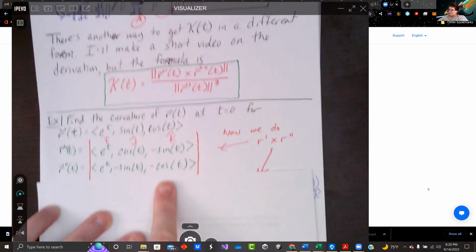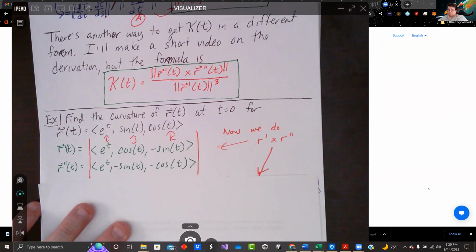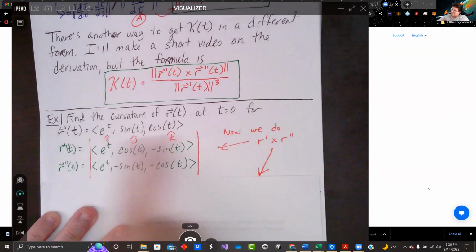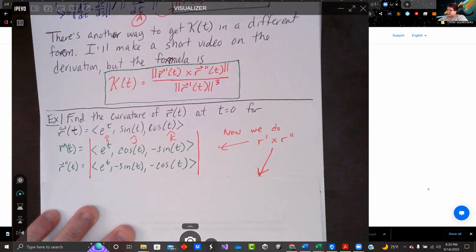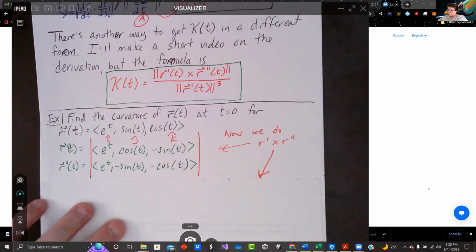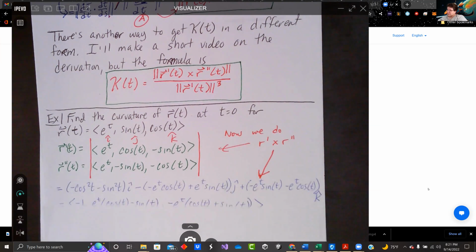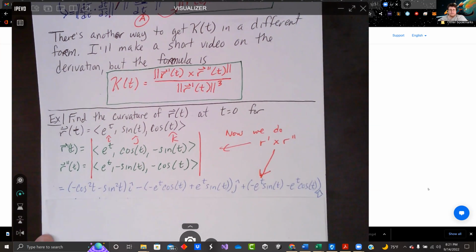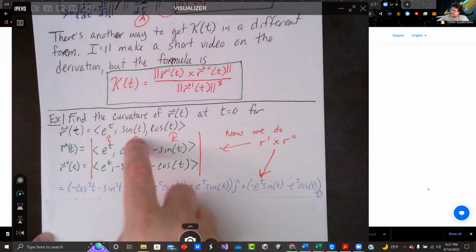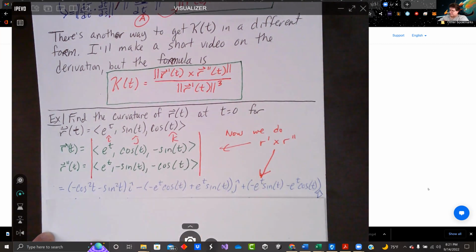In the interest of saving paper, I threw together my cross product right there by putting an i, j, k above it and putting the little cross product lines. So we're going to do r prime cross r double prime right now. We do the i component, we get negative cosine squared minus sine squared. And then the j component, remember it's negative. We get negative e to the t cosine t plus e to the t sine t. And then for the k component, we have negative e to the t sine t minus e to the t cosine t.